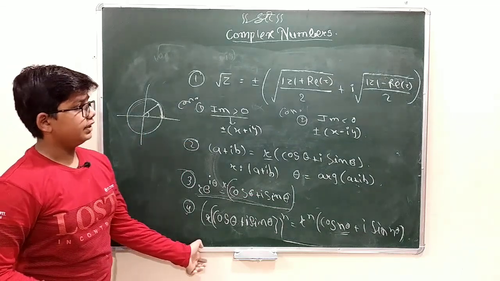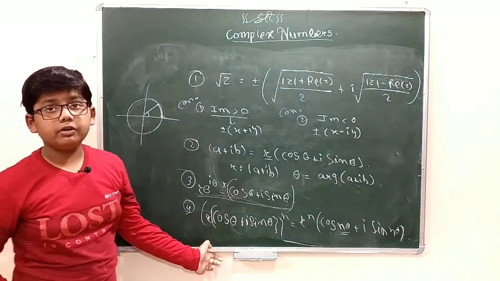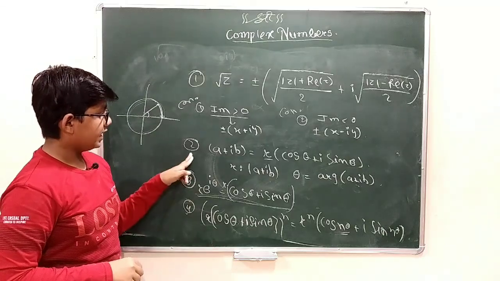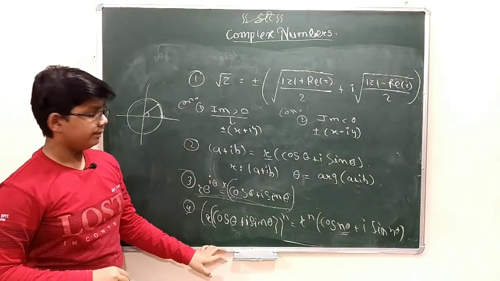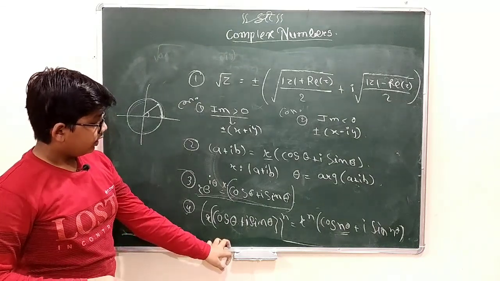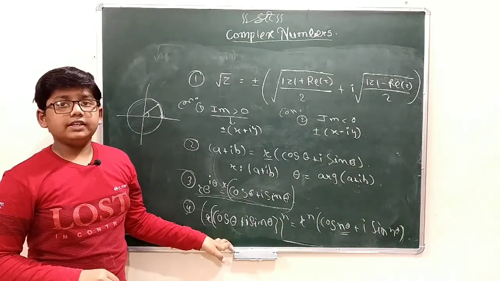Now this is all about today's video. In today's video we have learned about the square root of a complex number and its proof. Second, we have learned about the polar form of a complex number. Third, exponential form, Euler's identity. And fourth, we have learned about De Moivre's theorem and proved it also.